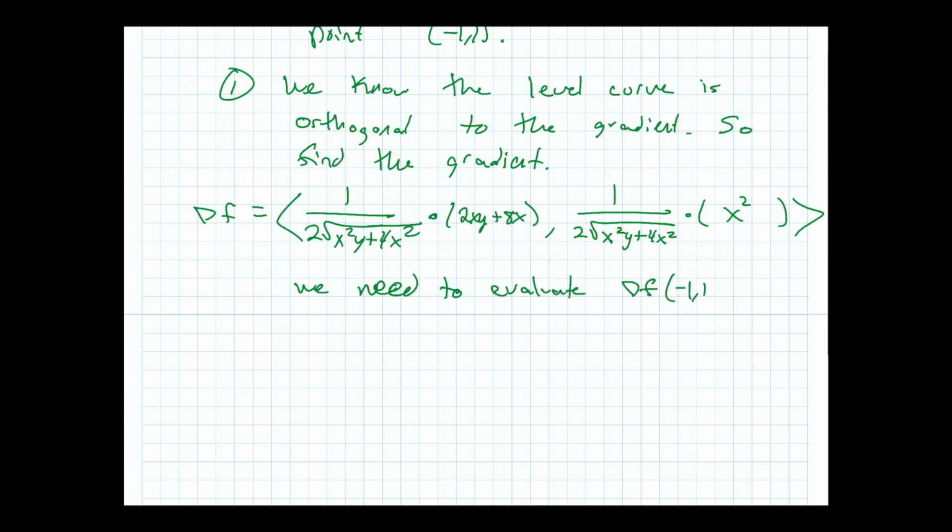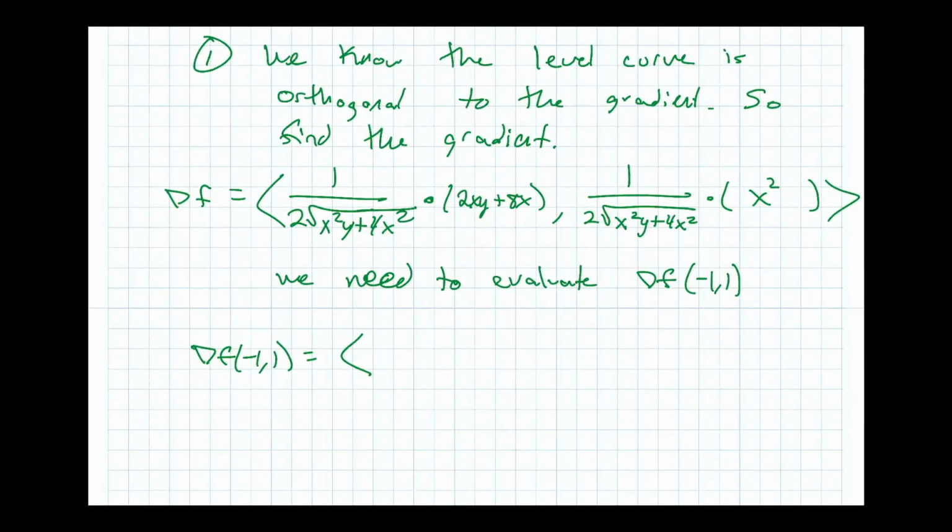Grad f at -1, 1. So we put that in. So let's do that. So grad f at -1, 1 is going to be, we just got to put our stuff in. So this can be in the numerator here. In the numerator, we're going to have 2xy plus 8x. And in the denominator, we've got 2 square root x squared y, so -1 squared times 1, plus 4x squared.